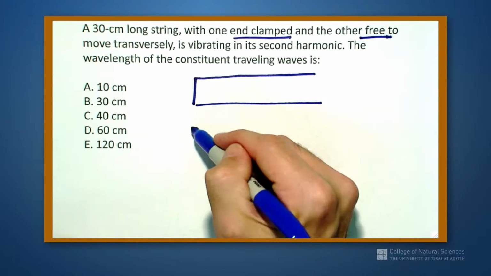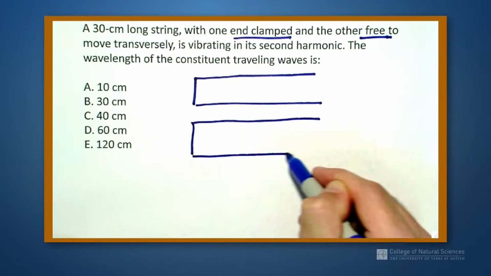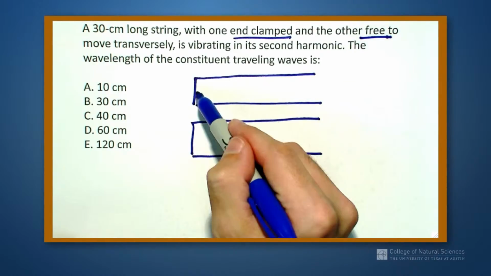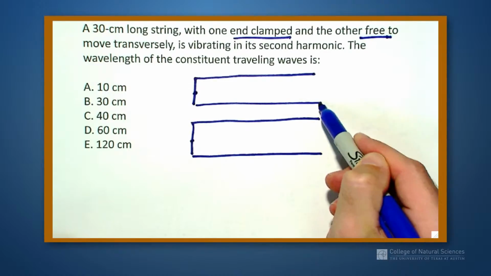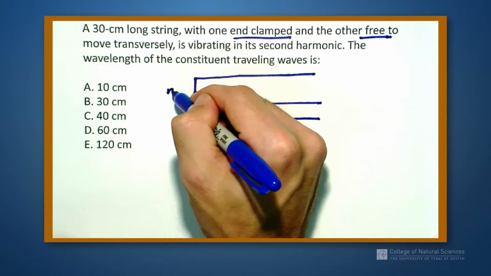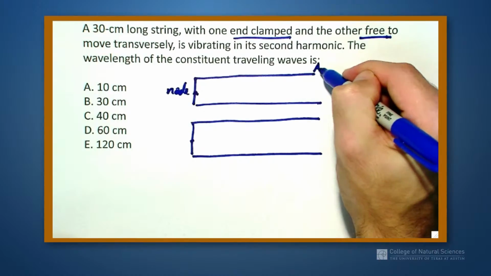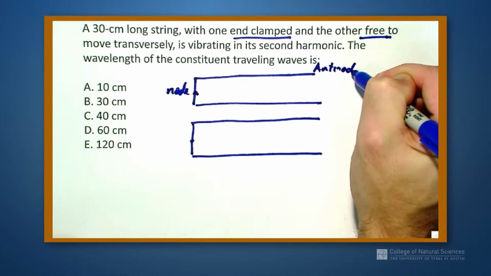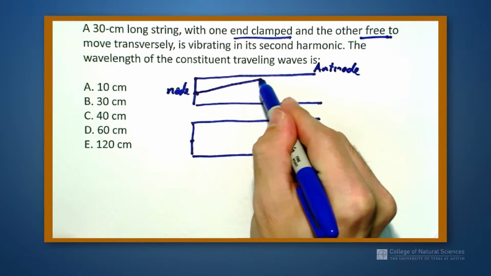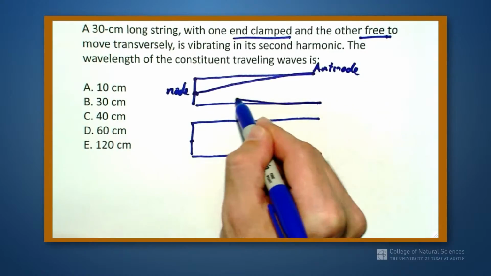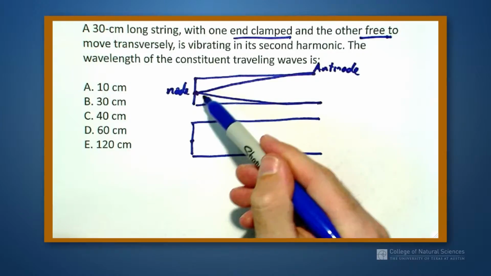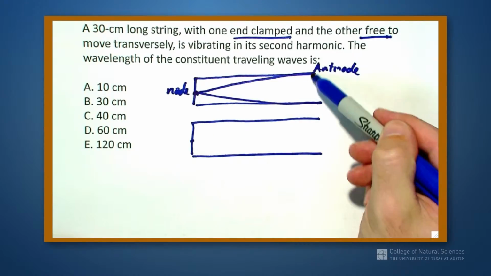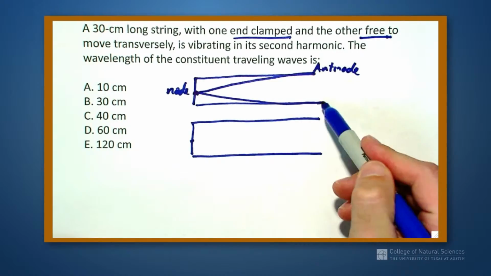I'm going to draw two of these because my lowest one has clamped at one end and it's open at the other, which means we have to have a node at one end and an antinode at the other. And the lowest one that I can draw is where the string on this end vibrates up and down and this point is fixed. So it's going to vibrate between the top and the bottom.